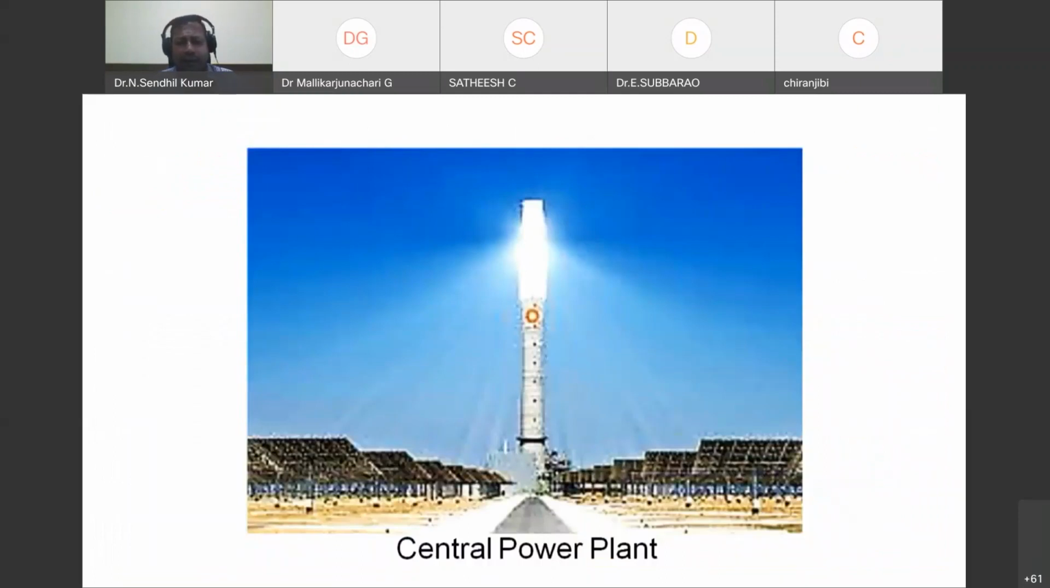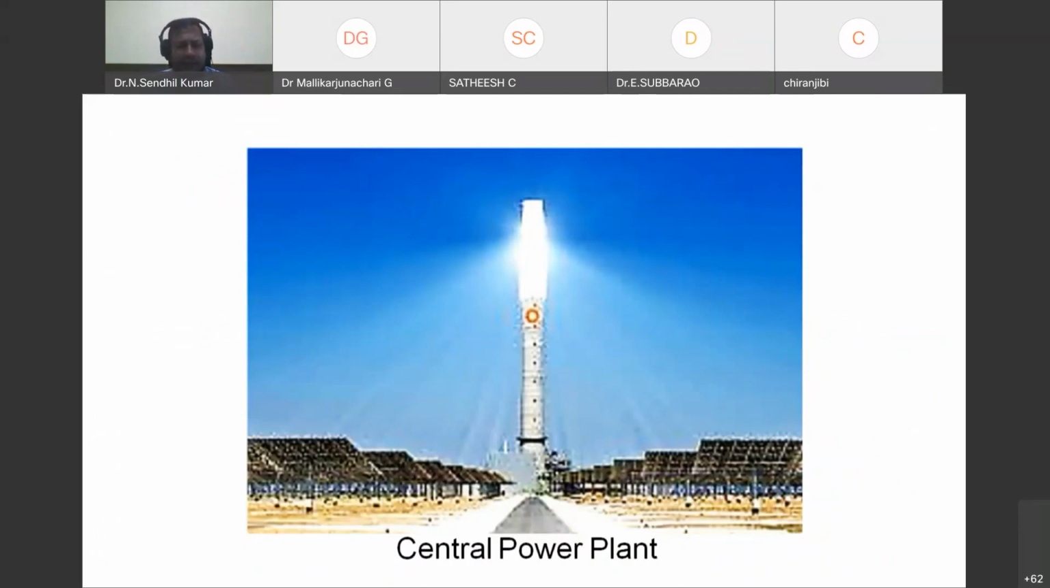This is another power plant, a central power plant, called a central receiver power plant. I showed this also in the first slide. It is normally deployed in the desert region, and a huge number of heliostats will be there. Heliostats are plane reflectors on the land that undergo tracking so that they reflect the solar radiation onto the receiver, which is kept at the top of the tower. So this is installed in the desert region.